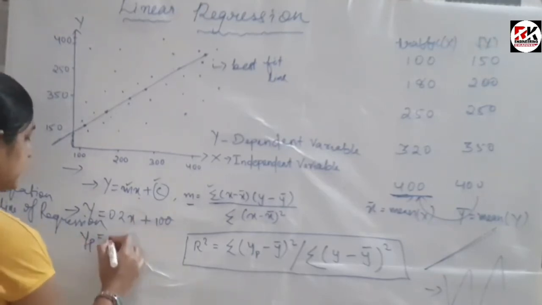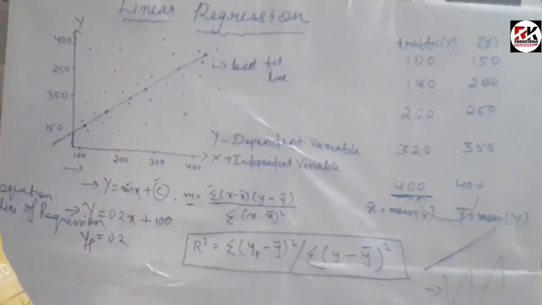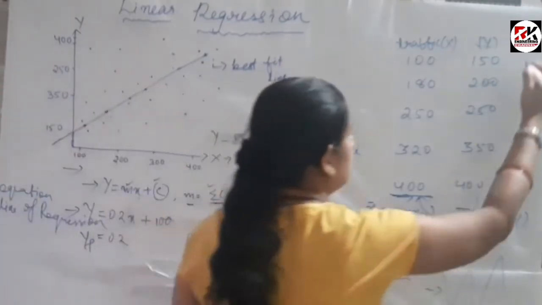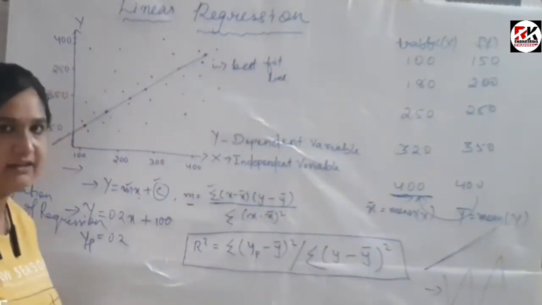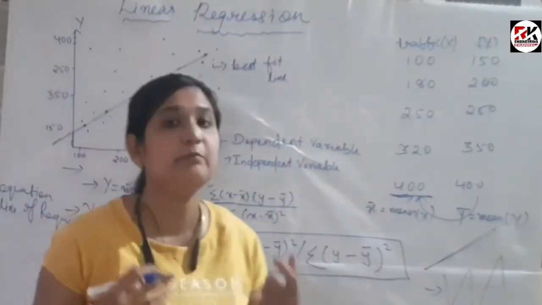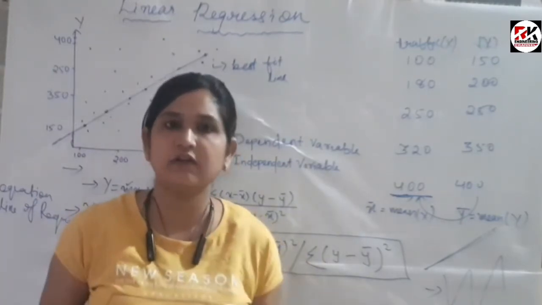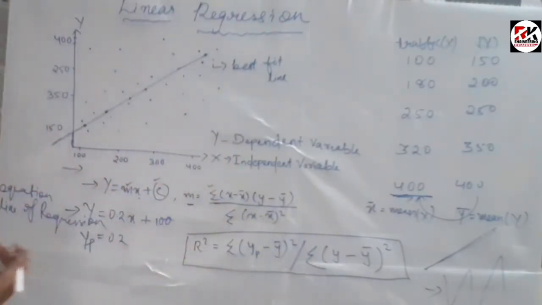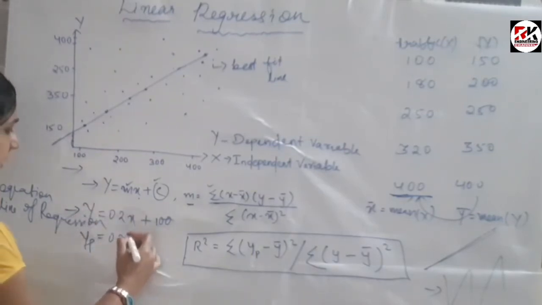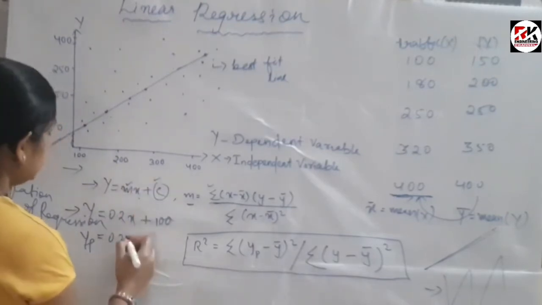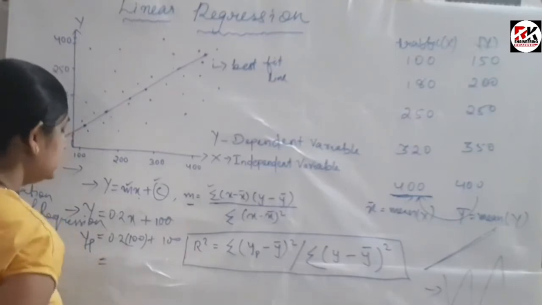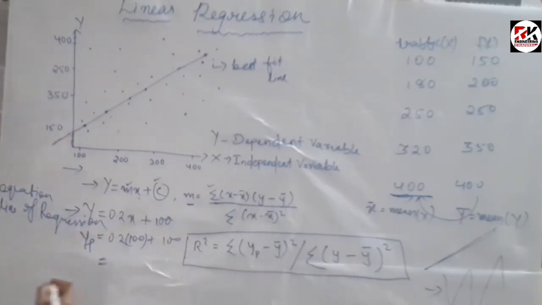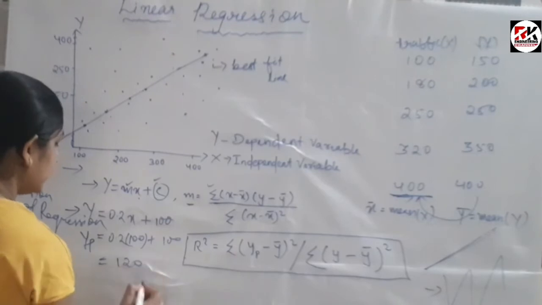Suppose I put in the values 0.2 and my given x, the traffic value. The y value is already given, but we have to calculate the predicted y values through the use of this linear regression. So for y predicted, I have 0.2 as my m value, x is given as 100, plus 100. So 20 plus 100, I will get 120.